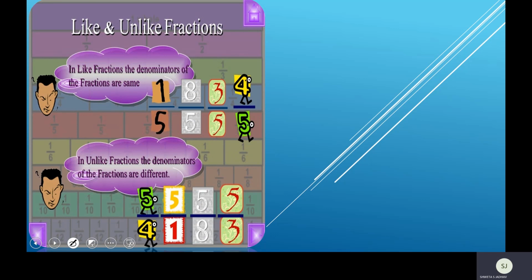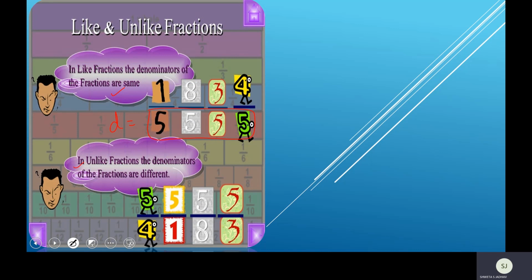In like fractions, the denominators of the fractions are the same. As you know, the denominators should be the same in like fractions. Don't look at the numerator. Numerator can be any other number, but the denominator should be the same number.